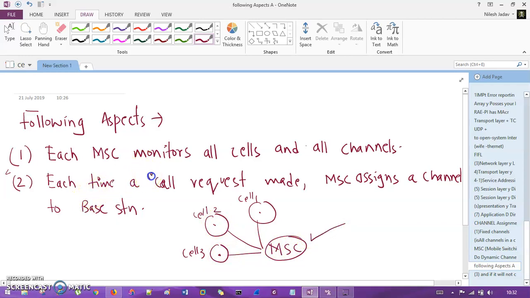Each time a call request is made, this MSC is going to assign the channel to that cell. In the fixed channel assignment, if you remember, if your cell is heavily loaded, then that particular new call is completely blocked. But right now in this assignment strategy, no cell is going to be heavily loaded, as you will get the service when you want it, when you need it, right? So each time a call request is made, your MSC is going to assign a channel, otherwise it is not going to assign. Okay, this is the coolest thing about it.